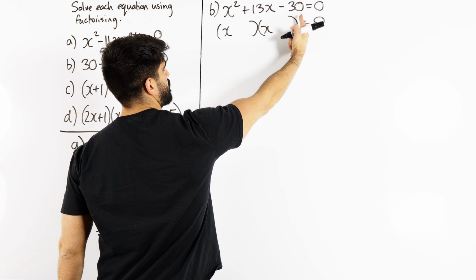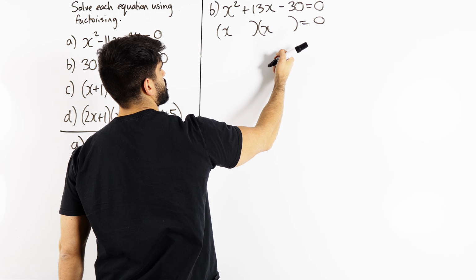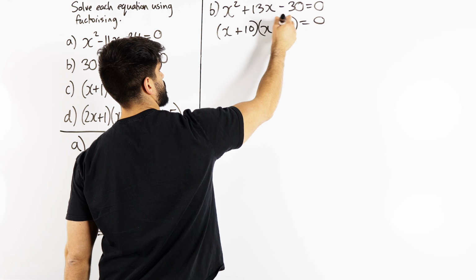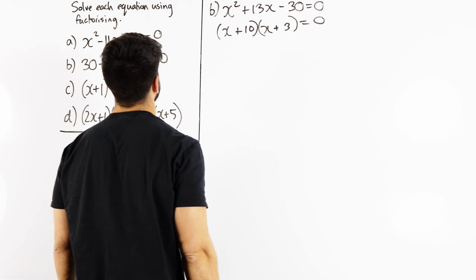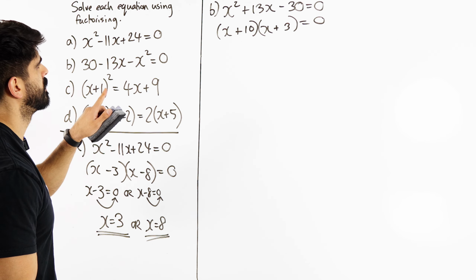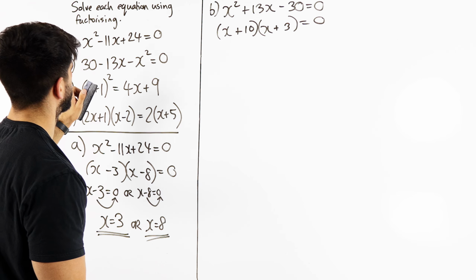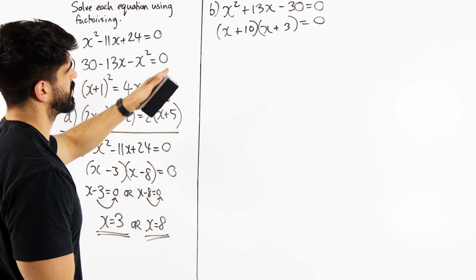What multiplies to give you 30 but adds to give you 13? 10 and 3. Both of them need to be plus. Wait, hold on. Wait, 10 and 3, that doesn't actually work.